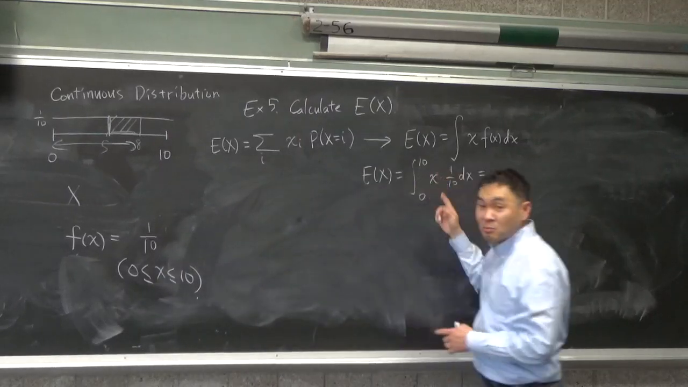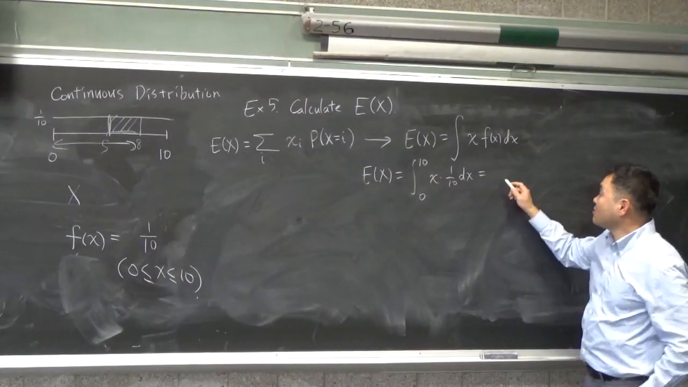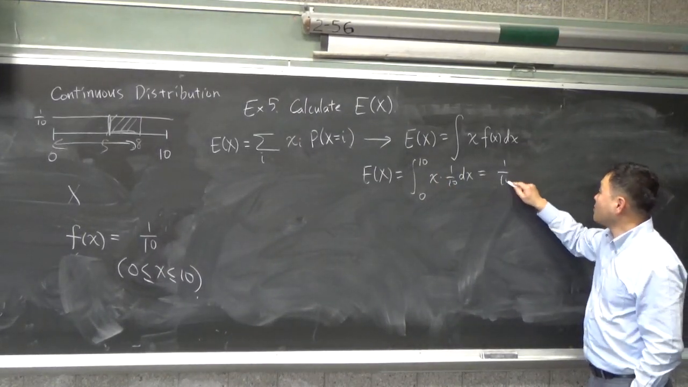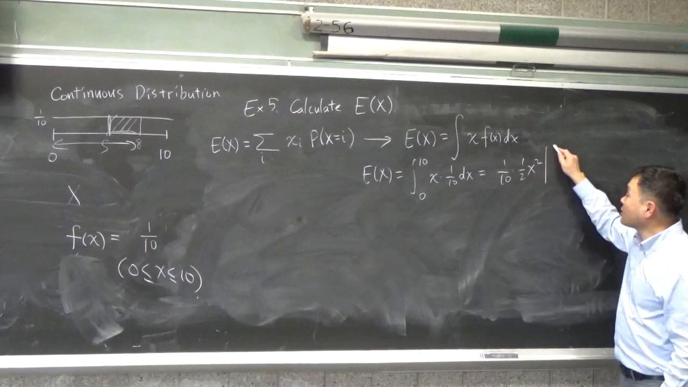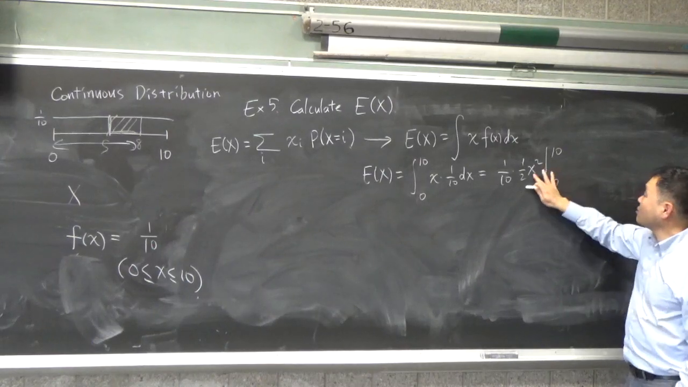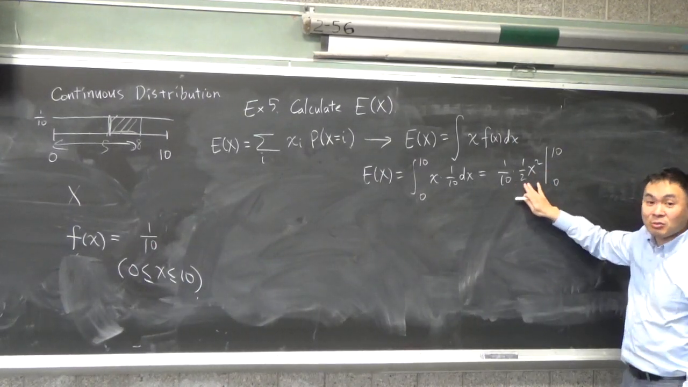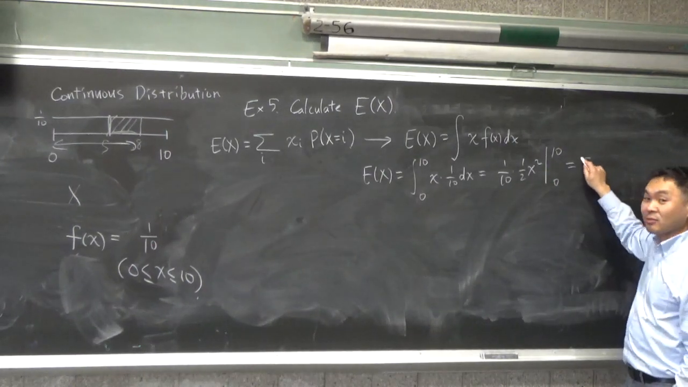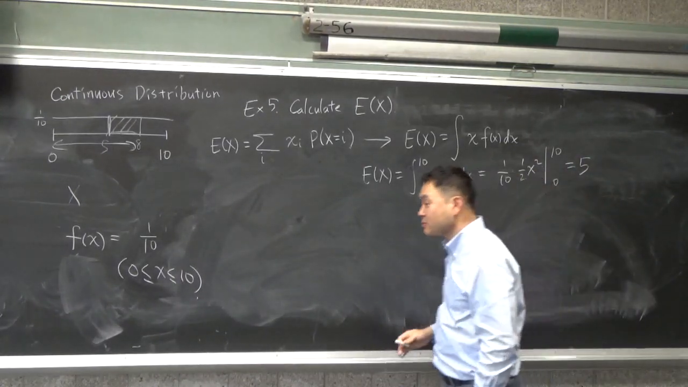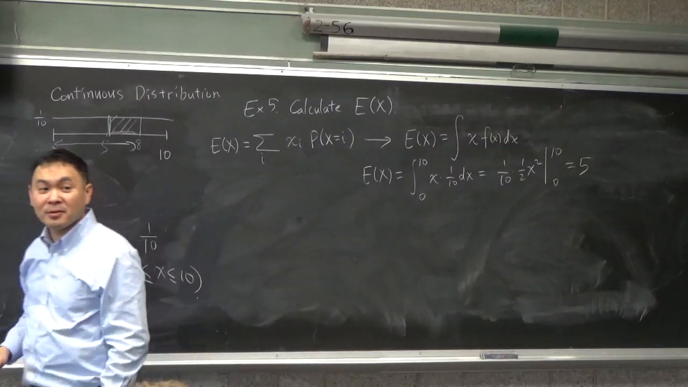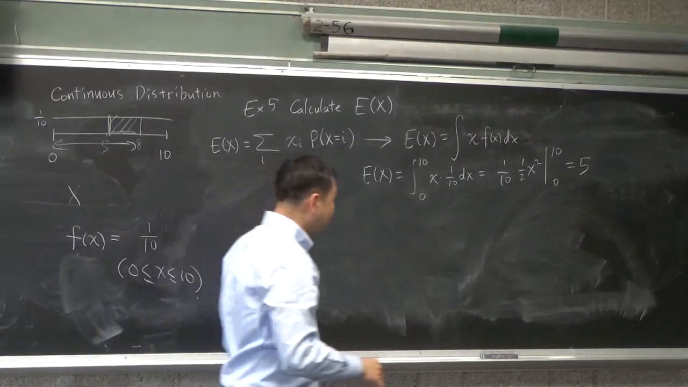That's what this E of x computes. So what is that? This is 1/10 times 1/2 x squared, which is the integral of x. You plug in 10 and 0. 10 squared is 100. 100 divided by 20 is 5. Plug in 0, you don't get anything. So the answer is 5. Okay? That's the answer.